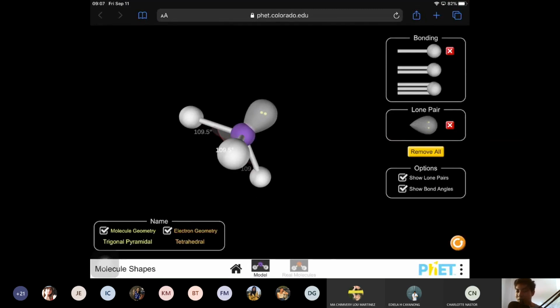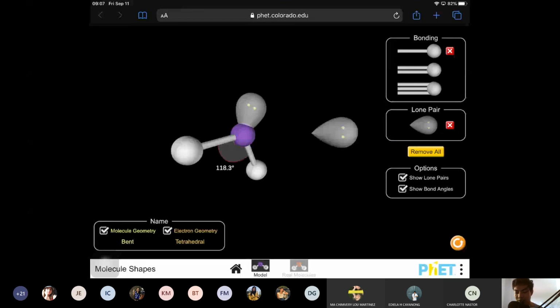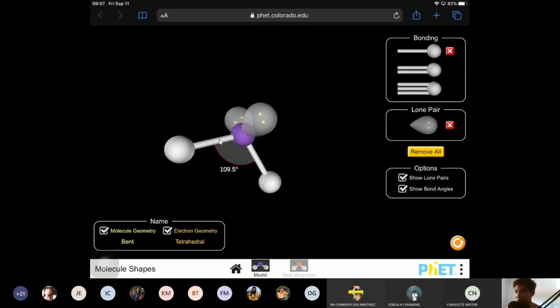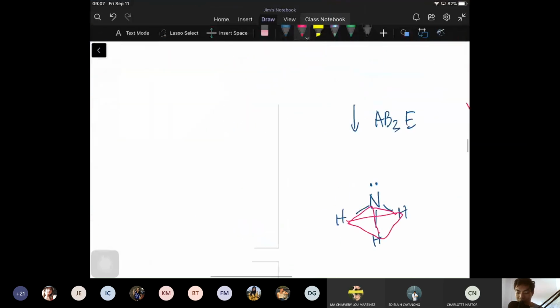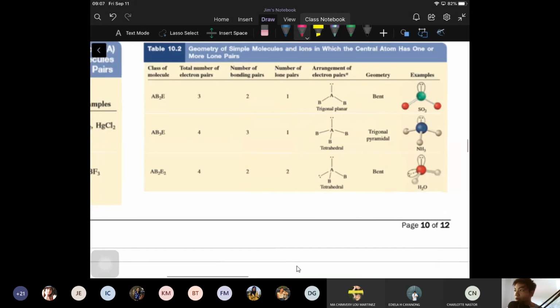Pinalitan ko ng lone pair yung isang atom. What if dalawa yung papalitan ko? Dalawang lone pairs yan. Ano yung magiging shape niya? Bent, no? Magiging bent na siya. Okay, so magiging bent na yan, no? So, ano yung code ko dyan? A, B2, E2. A, dalawang B, dalawang E. A, B2, E2. So, tingin kayo dito. A, B2, E2, bent.